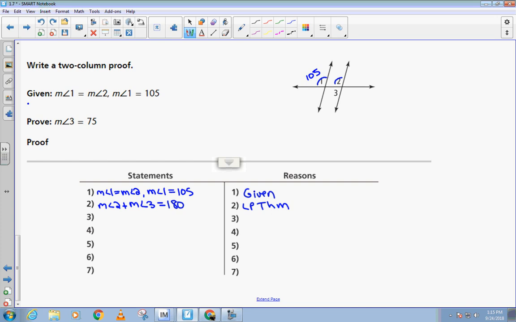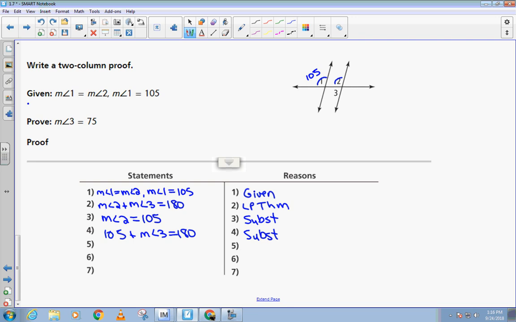Now, back up here, we know that the measure of angle 1 equals the measure of angle 2, and the measure of angle 1 is 105. What does that tell me about the measure of angle 2? The measure of angle 2 equals 105. What would that be called? Substitution. So if the measure of angle 2 is 105, can I go into my step 2 and replace angle 2 with 105? So 105 plus the measure of angle 3 equals 180. And that again would be what? Substitution.